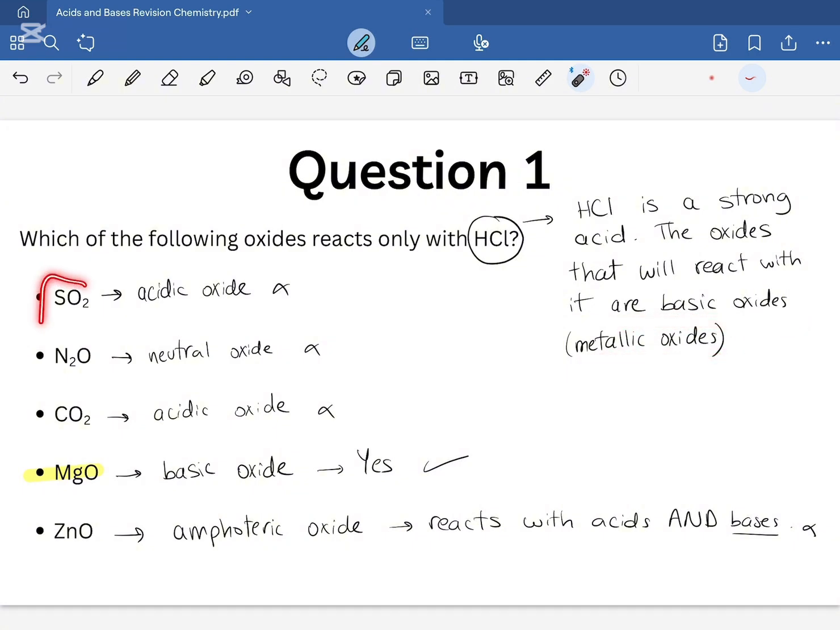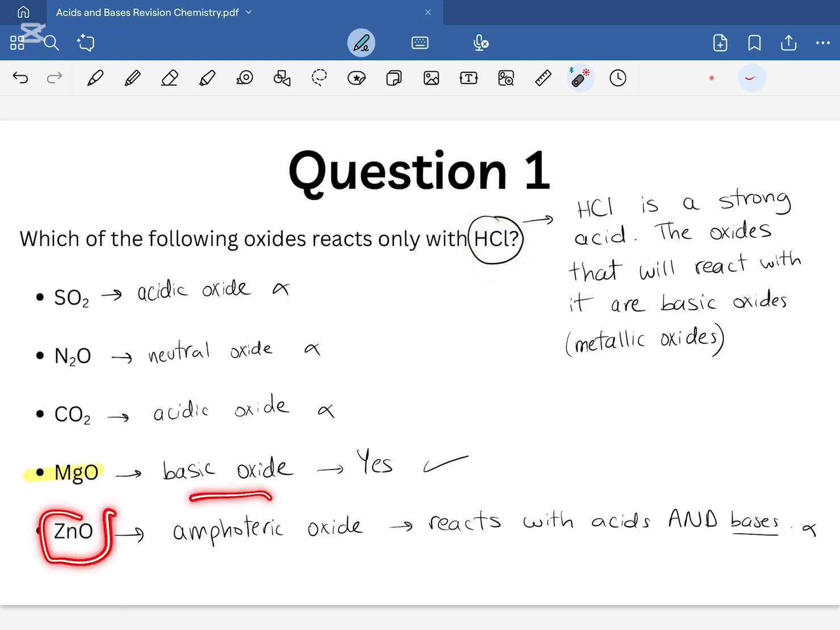So for the first one, sulfur dioxide is an acidic oxide. It won't work as it's not a basic oxide. This one is a neutral oxide. This one is an acidic oxide. This is a basic oxide, so it's going to react only with the HCl.